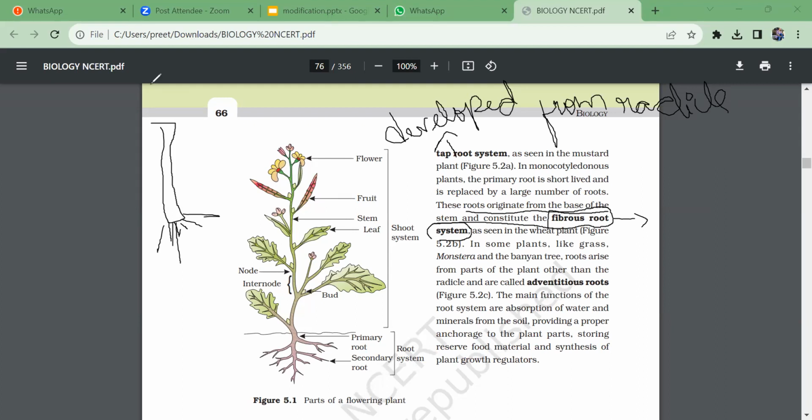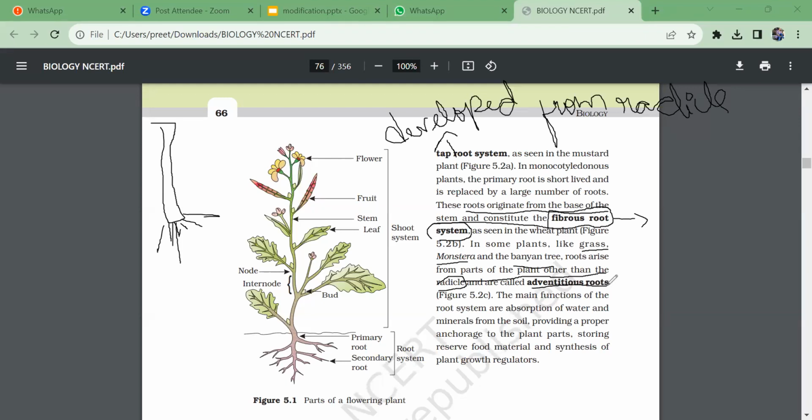Yeah, Aniket. Okay. So in some plants like grass, monstera, and in the banyan tree, roots arise from other parts of the plant. For example, in the banyan tree, roots come from the branches. Have you all seen people swing from that? Roots are coming from the branches. That kind of root, if it is coming from another part other than the radical, we call it an adventitious root.